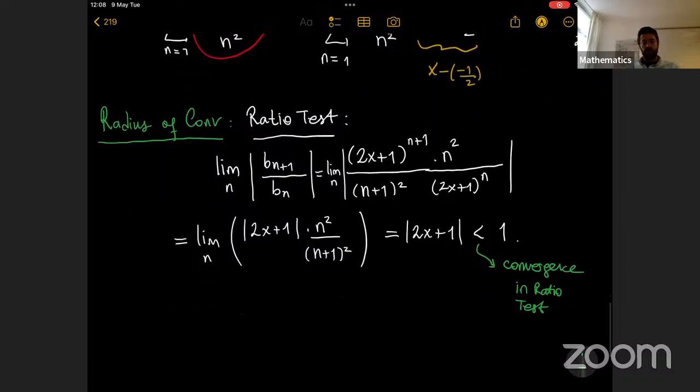Well, it tells you basically that 2x plus 1 is between 1 and minus 1, and 2x is between 0 and minus 2. So x is between 0 and minus 1.